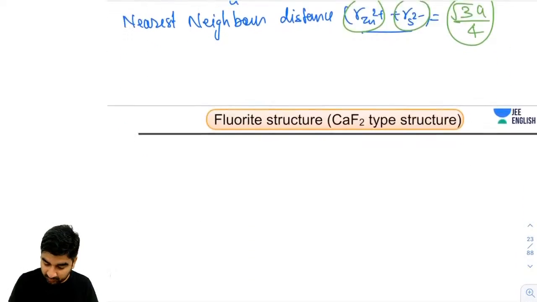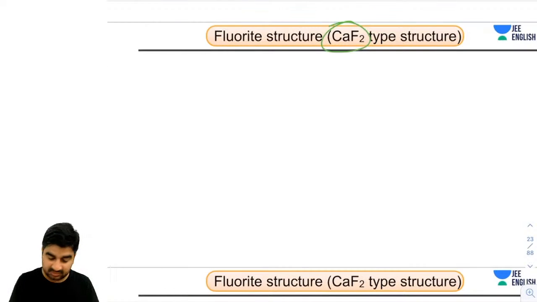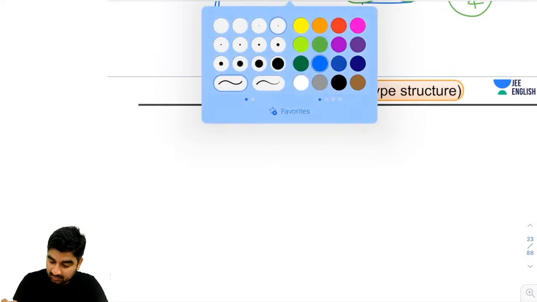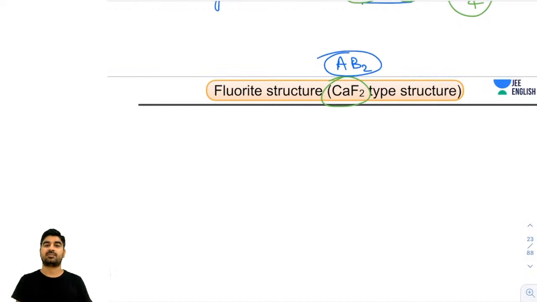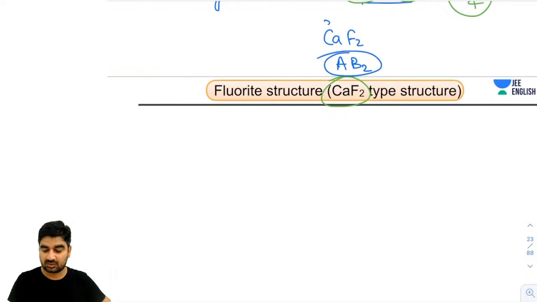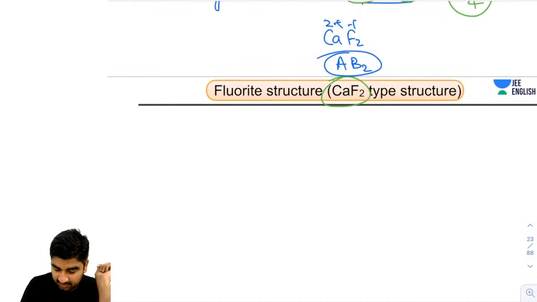So, guys, now I'm moving ahead. What is fluoride structure? Can anybody tell me about the fluoride structure? Here you can say this is AB2, the fluorite structure. Why AB2? Generally CaF2, so it is 2+ and 1-. What will happen here? You have to remember it.